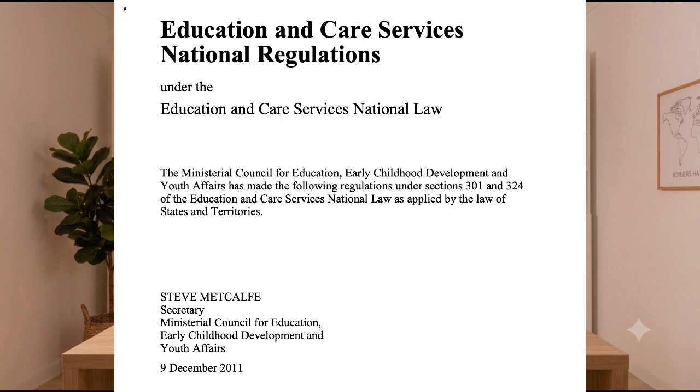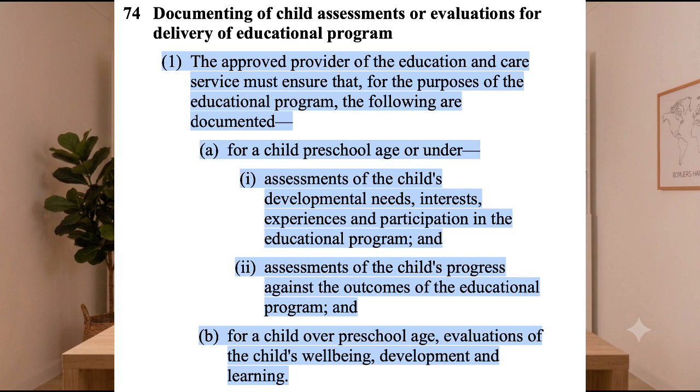The Education and Care Services National Regulations also outline documentation requirements. Regulation 74 states that the approved provider must ensure that, for the purpose of evaluating the program, the following are documented. A. For a child preschool age or under, assessment of the child's development, needs, interests, experiences, and participation in the education program, and assessments of the child's progress against the outcomes of the educational program. B. For a child over preschool age, evaluation of the child's well-being, development, and learning.